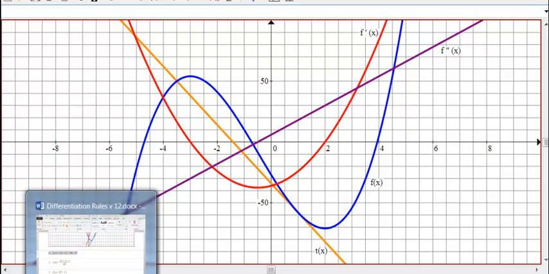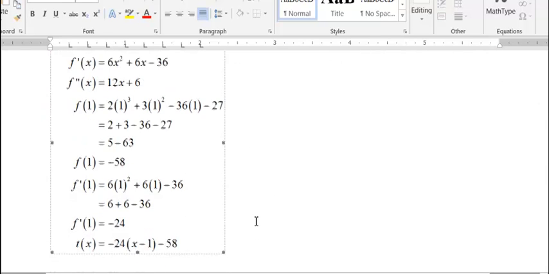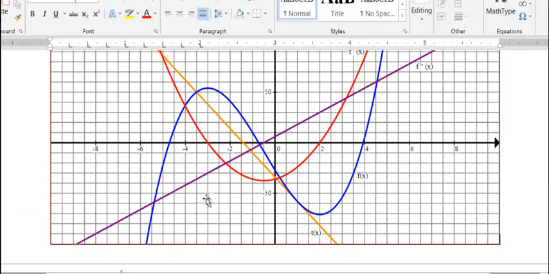So I'm going to copy that. There's my computations, and I'm going to paste the graph there.